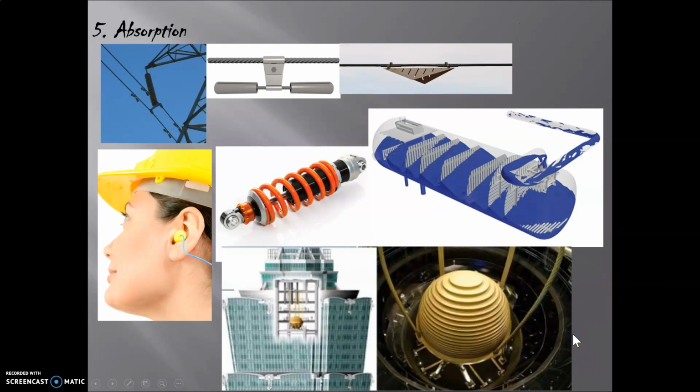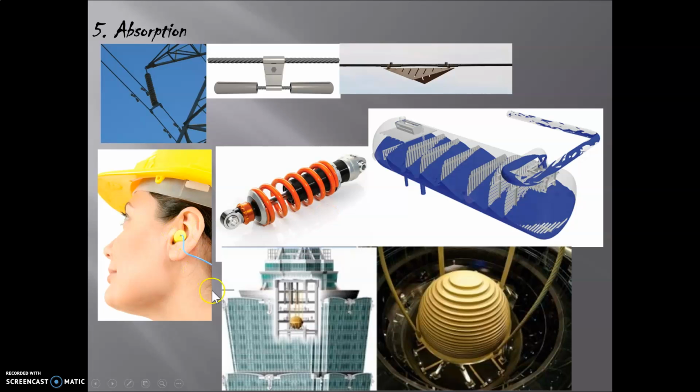We also see absorption in a lot of commercial products that we use. For example, earplugs absorb sound waves so they don't damage your eardrums. Shock systems in cars will absorb the bounciness of the ride if you are going over some bumps, or like here in Ohio, you hit a pothole, okay? Those shocks will absorb some of the energy that's created there, so it doesn't create as bouncy of a ride for you.